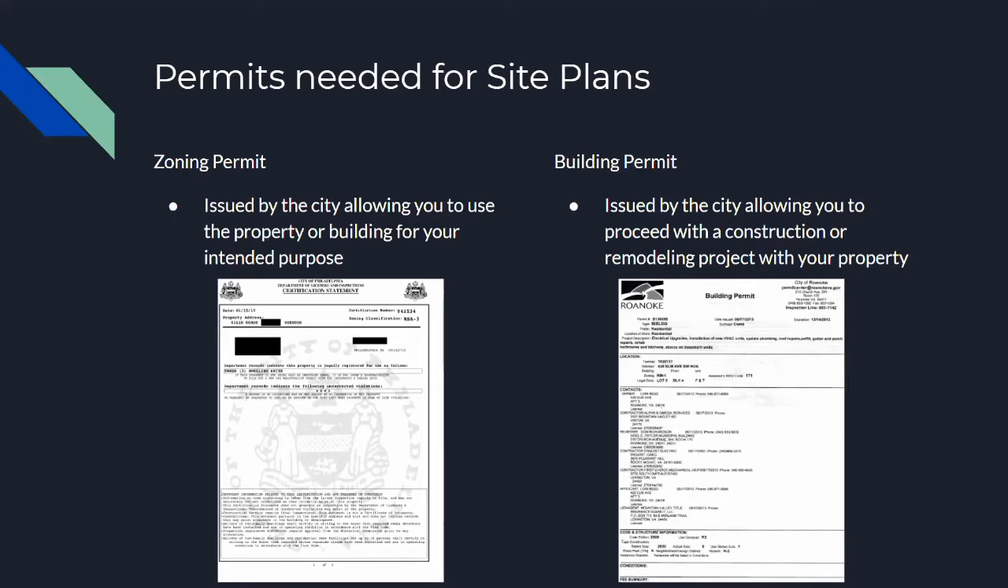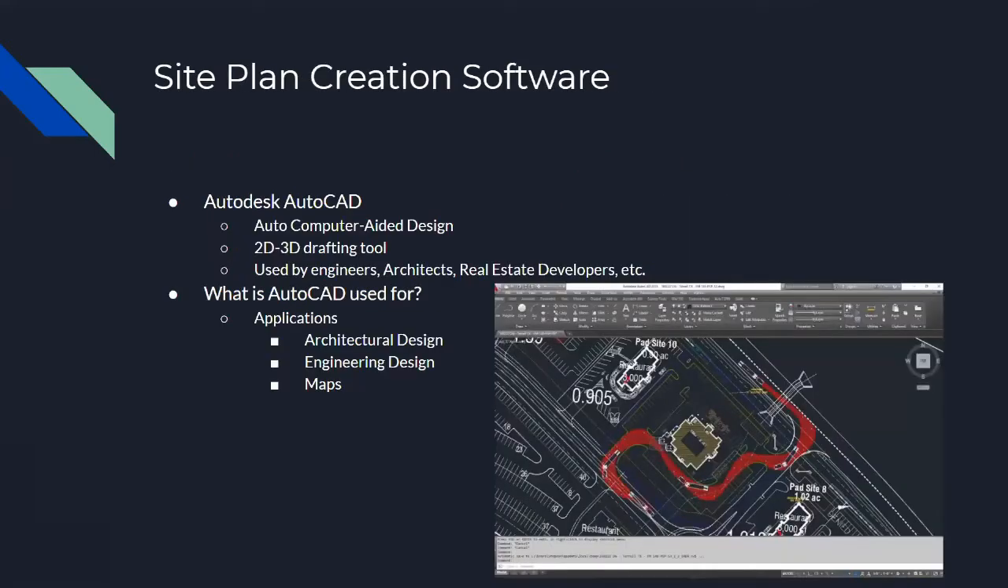Next slide. In this slide, I'm going to be talking about some of the site plan creation software, and two of the main ones that you see used in the industry. The first being AutoCAD, and what CAD stands for is Computer Aided Design. So its full name is Auto Computer Aided Design. It's a 2D and 3D drafting tool, primarily used for 2D drafting. And what is AutoCAD used for? Some of the applications are architectural design, engineering design, and app design. And you can use AutoCAD to do zoning.